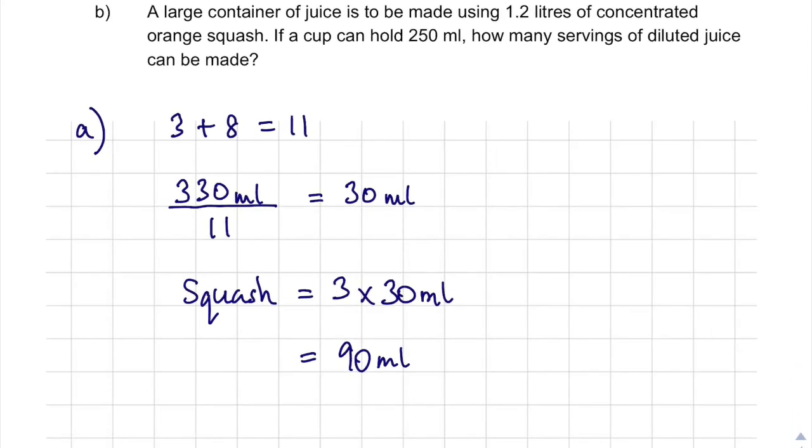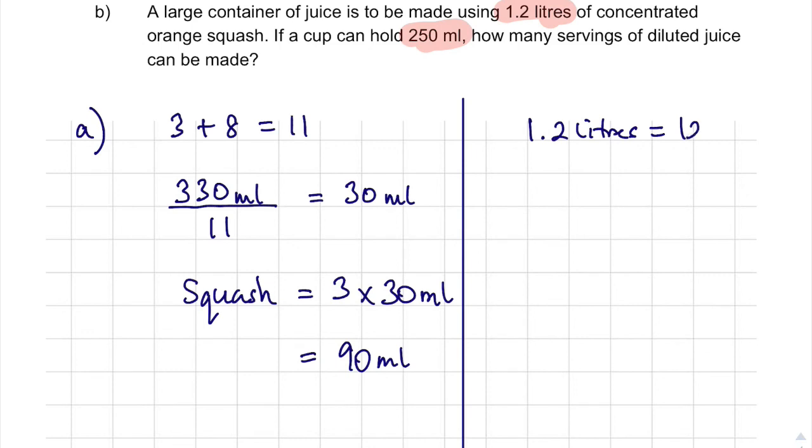And then for part B, we've got a large container of juice to be made up of 1.2 liters of concentrated squash. Each cup can hold 250 milliliters. And how many servings can we get? Okay, let's deal with this question. The first thing I notice, I've got 1.2 liters and then 250 milliliters. And you should never mix units. So 1.2 liters is equal to 1200 milliliters.